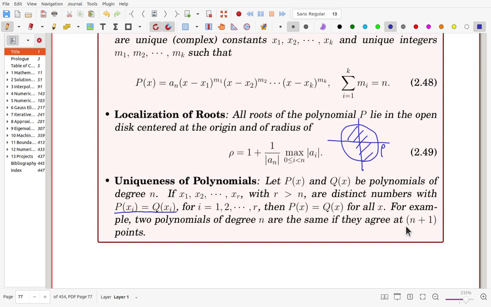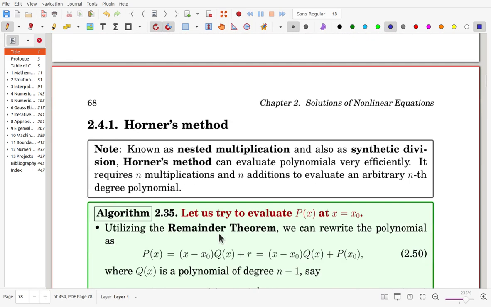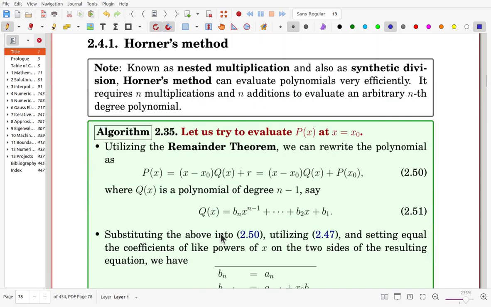That means that by using n plus 1 points, a polynomial can be determined uniquely. And so that's the conclusion of the theory. Okay, now we'll consider Horner's method.